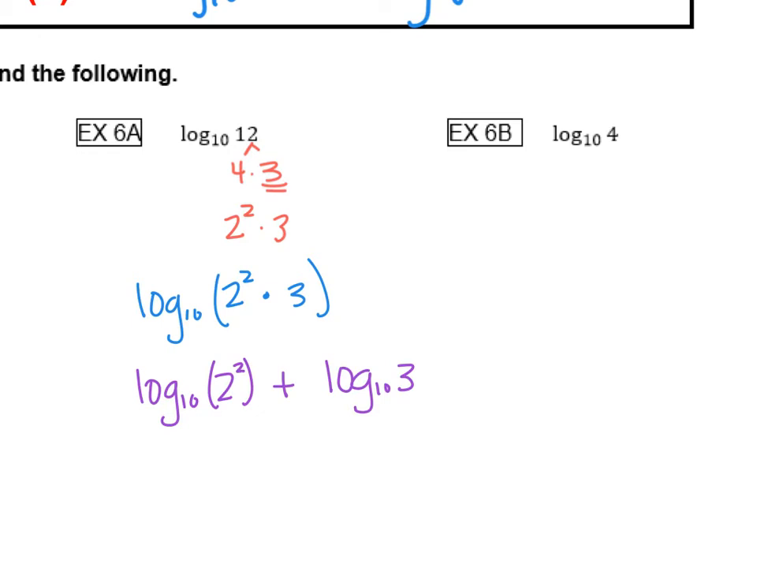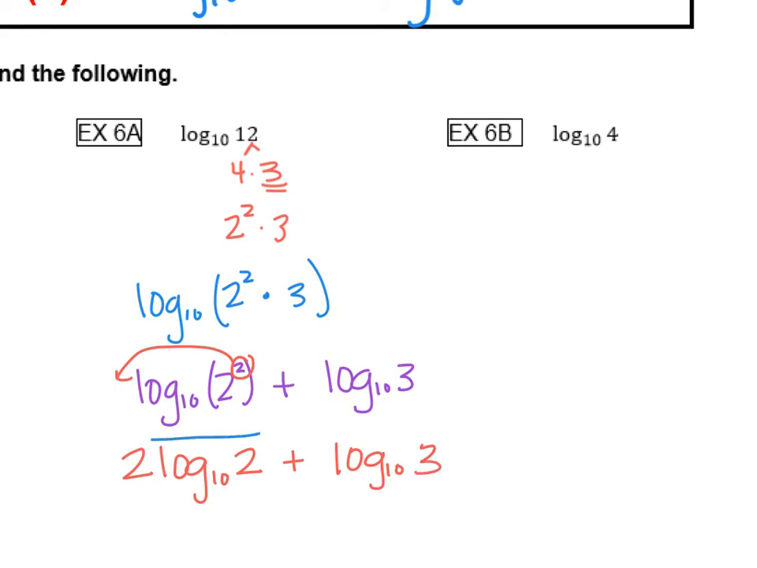So that log base 10 of 3, that's good. We wanted that because we're told that that is equal to 0.48. Now we just have to figure this out. We're going to use another property: anytime that you have that exponent, remember, that's going to go out in front. So we have 2 times the log base 10 of 2 plus the log base 10 of 3.